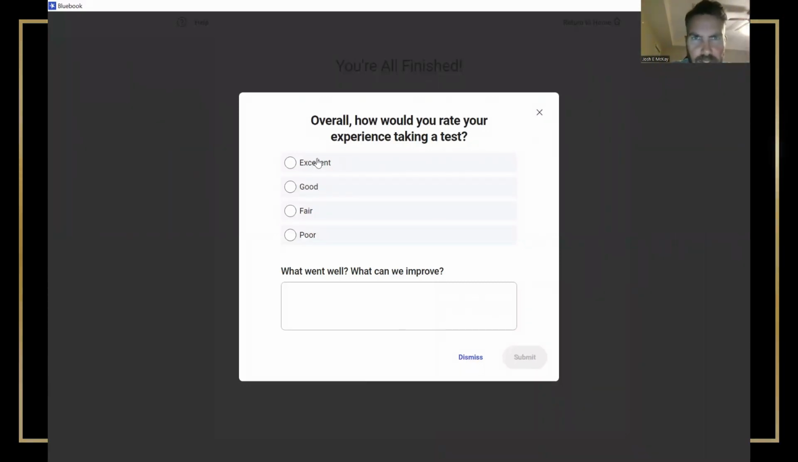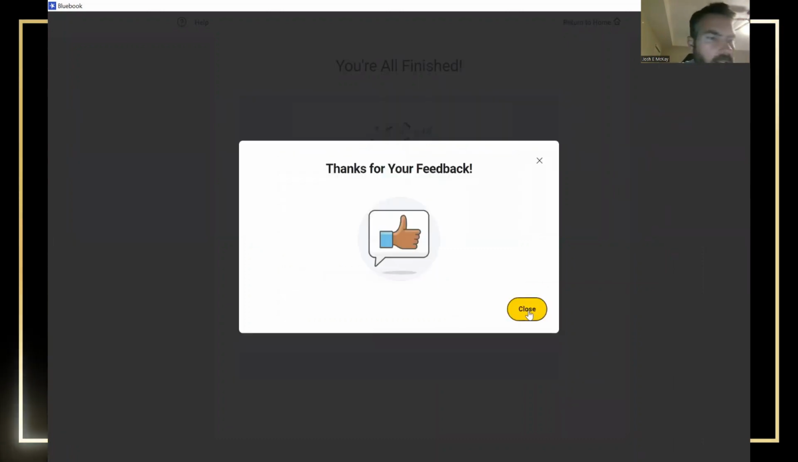How would you rate your test taking experience? I would rate it excellent. I feel like it went really well. I do think I need to get a little better with that Desmos calculator. And so all of you out there, if you're not super familiar with it, make sure you're good at that before you get on this test.